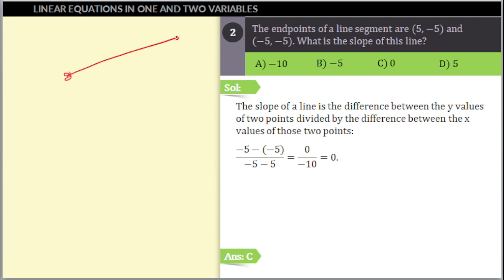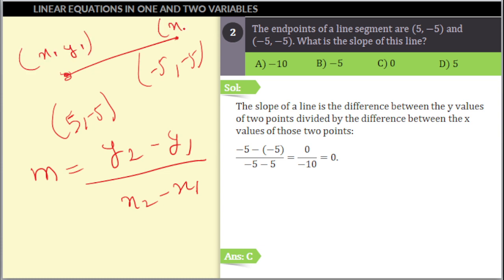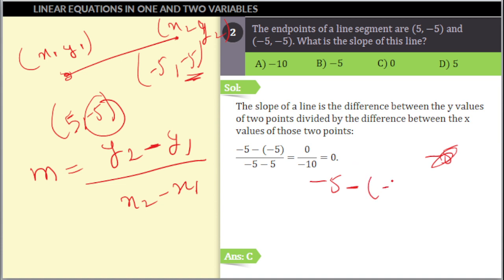Again, there is a line segment whose endpoints are given as 5 comma minus 5 and minus 5 comma minus 5. We have to calculate the slope of this line. For finding the slope, we know the formula, again y2 minus y1 upon x2 minus x1. Here this is x1, y1 and this is x2, y2. So y2 is minus 5, and in the formula there is a minus, so we write minus, and y1 is minus 5, so again we write minus 5.